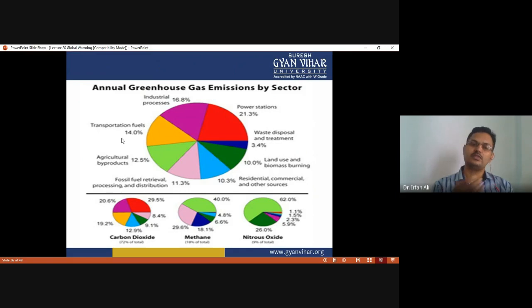So it is clear that the annual greenhouse gas emissions by the various sectors are different, and they contribute at different levels.